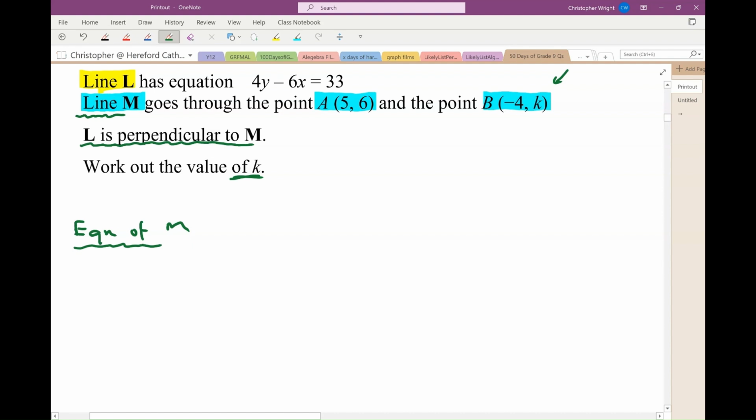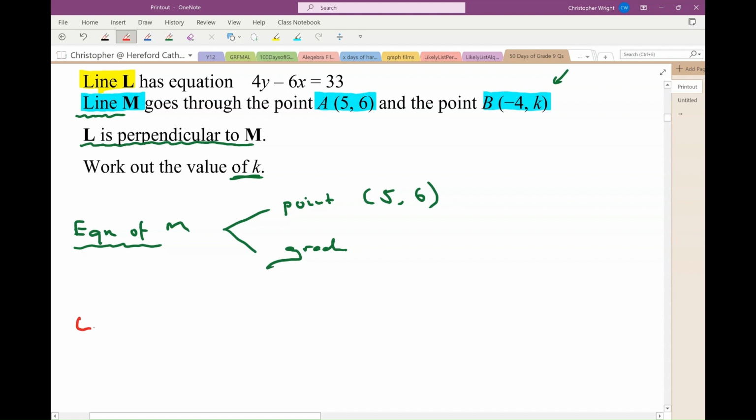Now, to find out the equation of a line, I need to know 2 things. I need to know a point on the line, and I need to know the gradient of the line. The equation of the line M is what I'm after. Do I know a point on the line M? Yes, I do. It goes through the point A, 5, 6. Do I know the gradient of the line M? Well, I don't, but I do know that the line M is perpendicular to L.